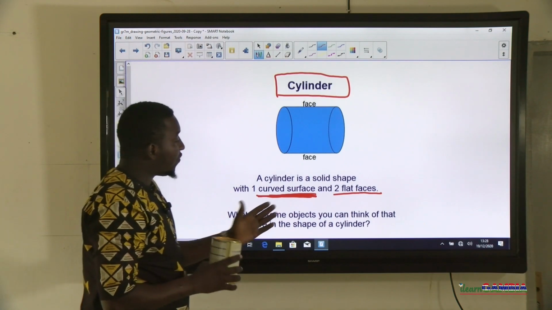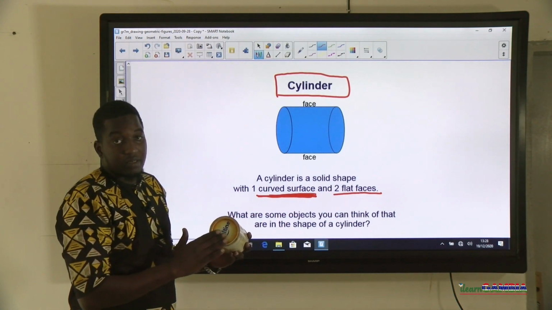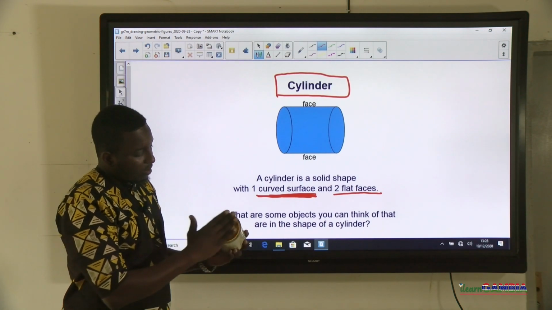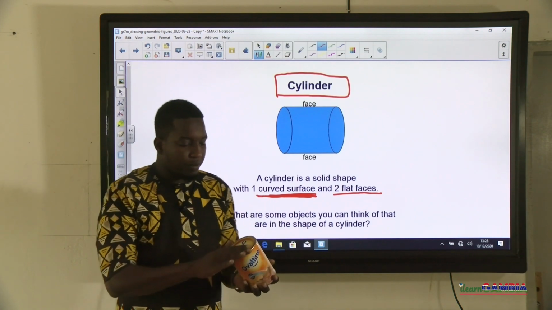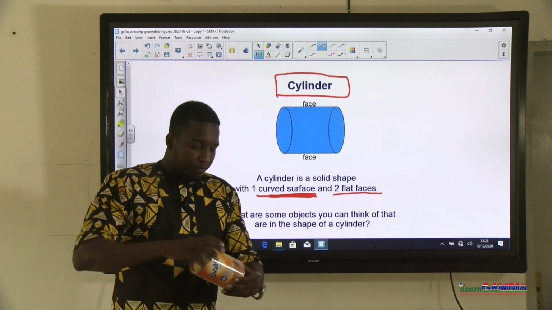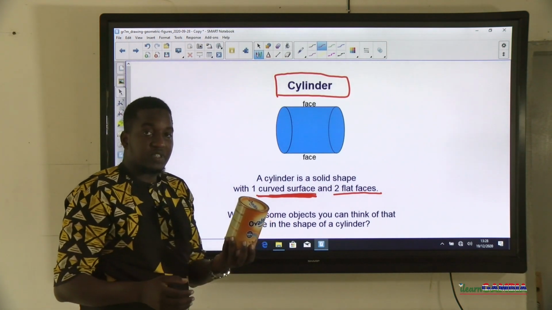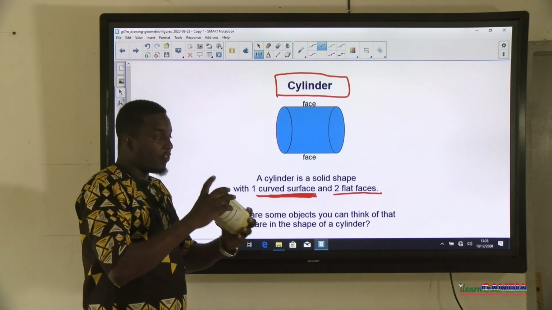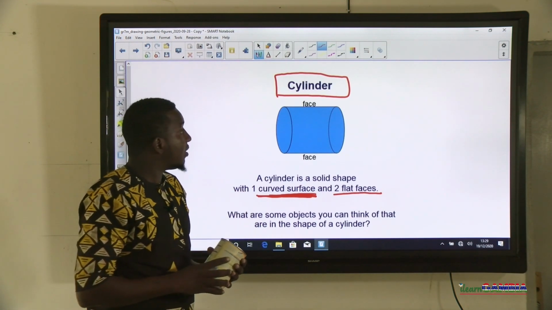And the two flat faces that we are talking about are these areas. Here is a flat surface, and here also is another flat surface. That is the bottom and the top. The top is flat, and the bottom is also flat. But the sides here are a curved surface. Those are a few of the things that we need to observe in order to recognize a cylinder.